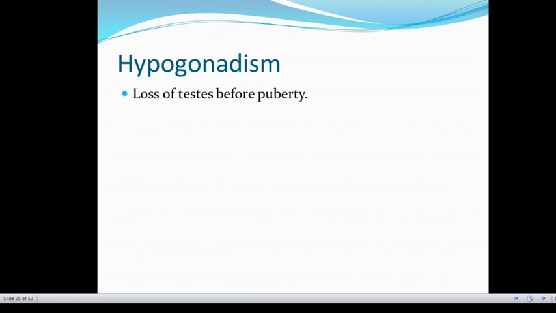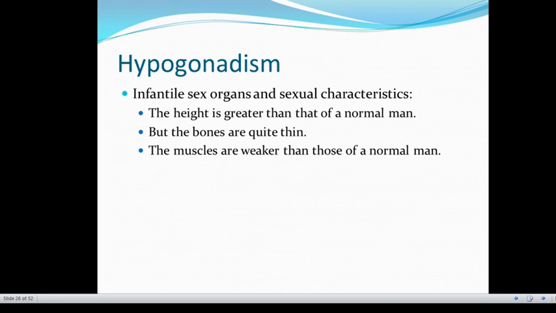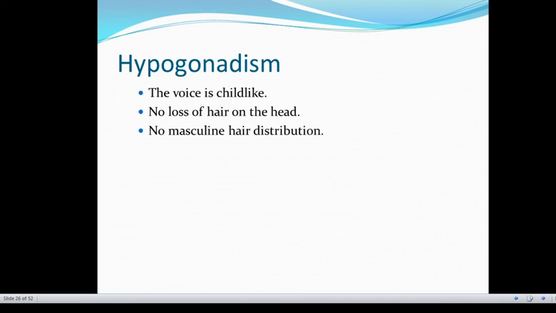When a boy loses his testes before puberty, a state of eunuchism can result. The boy continues to have infantile sex organs and sexual characteristics. That is, the height is greater than that of a normal man, but the bones are quite thin and the muscles are weaker than those of a normal man. The voice is still childlike. There is no loss of hair on the head, and there is no masculine hair distribution.